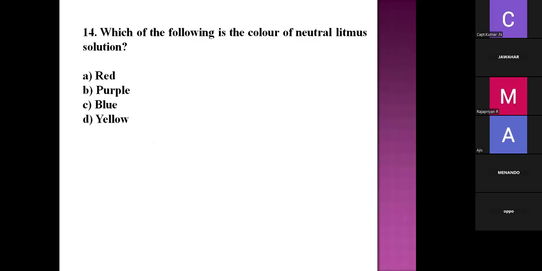Which of the following is the color of neutral litmus solution? Option A, red. Option B, purple. Option C, blue. Option D, yellow.